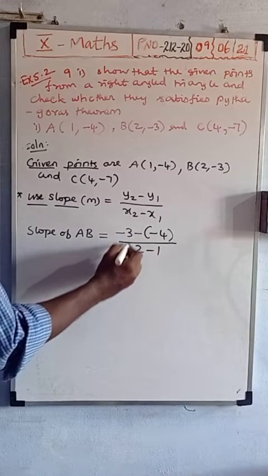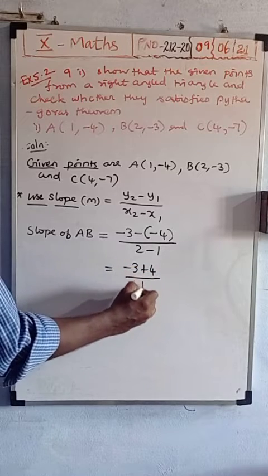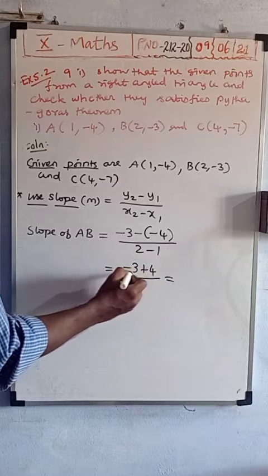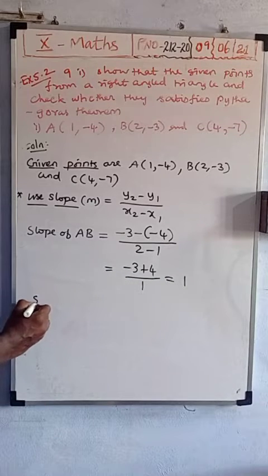Okay, what will you get? Minus 3 minus into minus, plus 4, divided by 2 minus 1, which is 1. Here -3 plus 4 goes to 1, 1 by 1 we will get 1. Okay, this is the slope of AB.